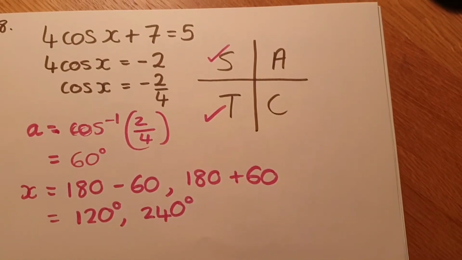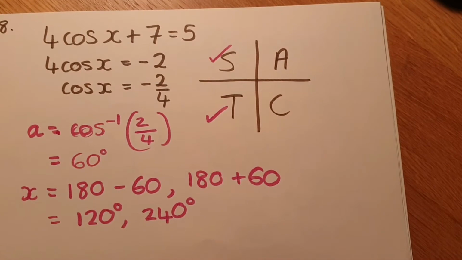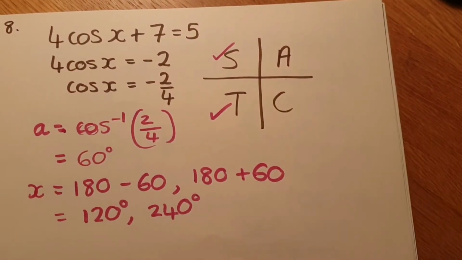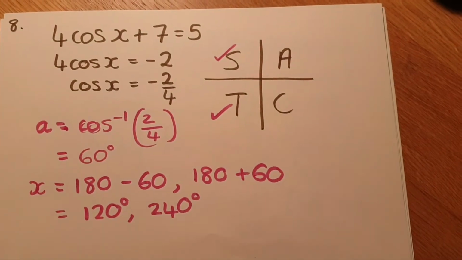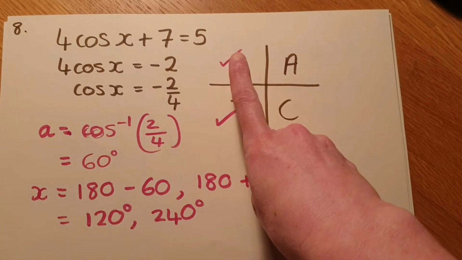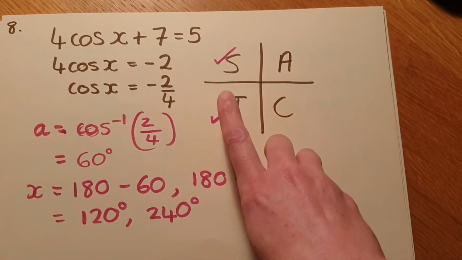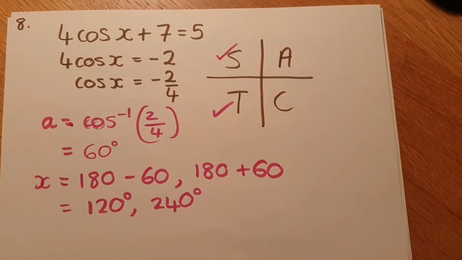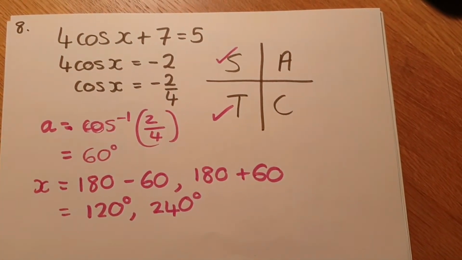Okay, this is cosine and it's negative because it's negative 2 over 4. If cosine was positive, you would tick first and fourth quadrant. So that's why I've ticked the opposite two. And remember, it's 180 degrees here. So the second quadrant is 180 minus your acute angle, and the third quadrant is 180 plus your acute angle. So that's where I'm getting the 120 degrees and the 240 degrees from.